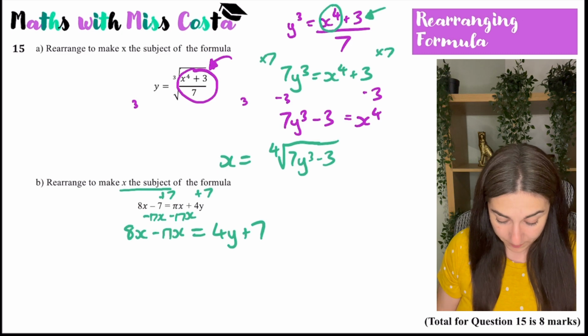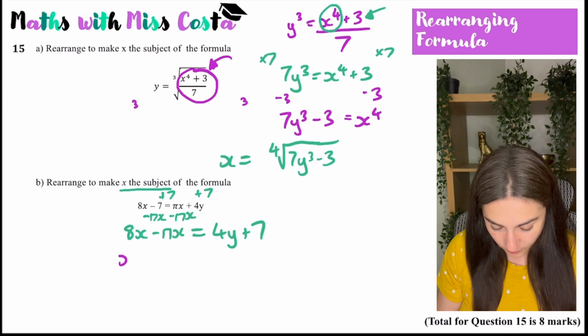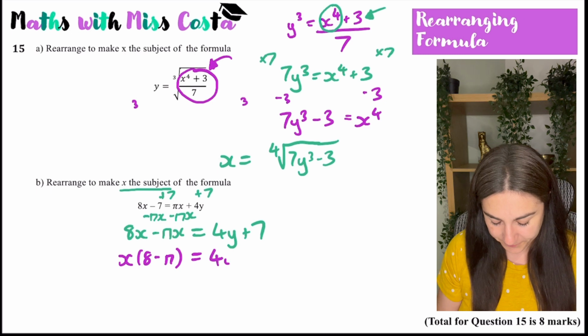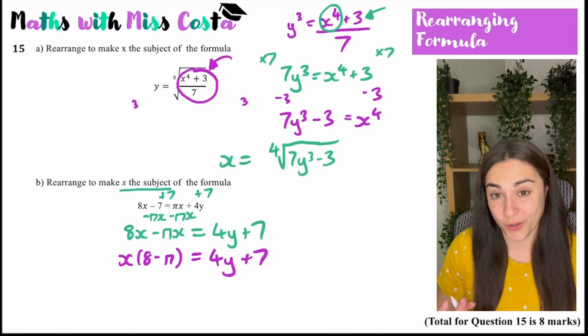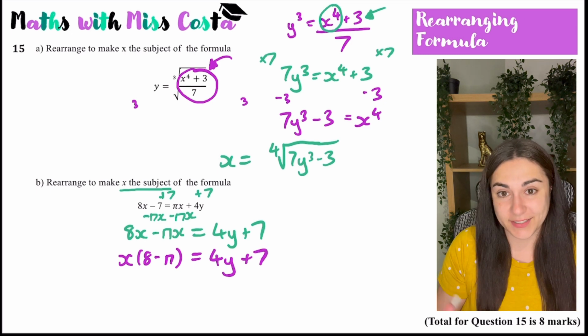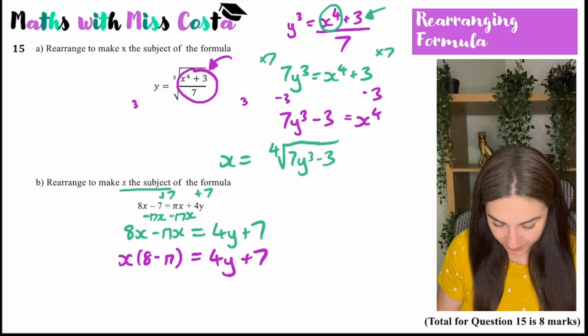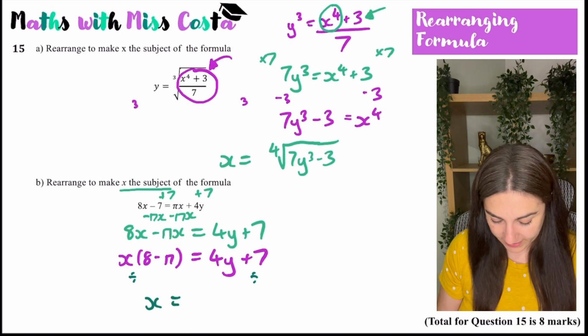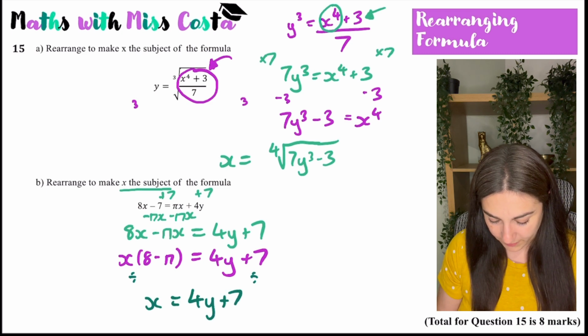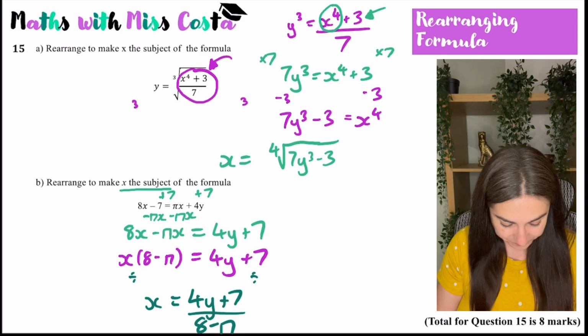So now I've got both of my x terms on one side. What I can do is factorize it so that I just get x on its own. And then if I factorize that, I just have one lot of x, and I can divide both sides by whatever's in my bracket. So if you divide both sides by 8 take pi, you're left with x equals 4y plus 7 over 8 take away pi. And there you've rearranged it.